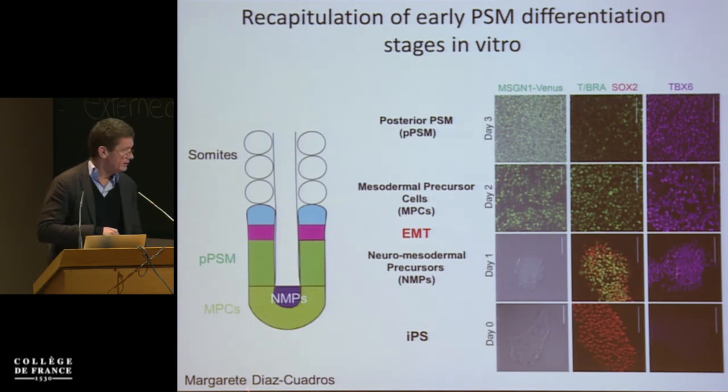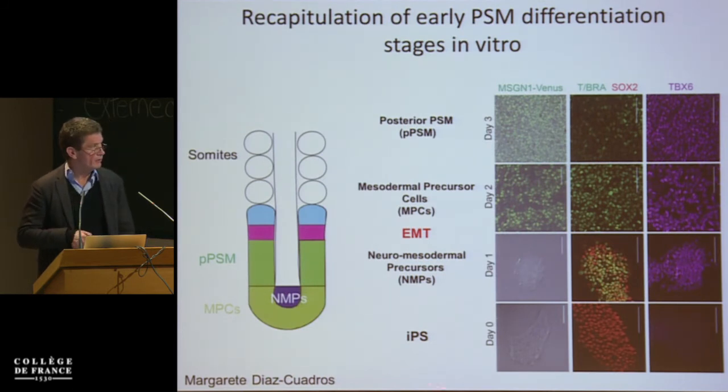So Margarete Diaz-Cuadros, who's a PhD student in the lab, started to study this in detail. And so she looked at the expression of a number of markers during this differentiation sequence. For instance, here she looked at the expression of SOX2, which is a marker of pluripotent cells, but also of neural cells, and Brachyury, which is a marker for mesodermal cells. So you see that initially at day 0, all the cells express the pluripotent marker SOX2.